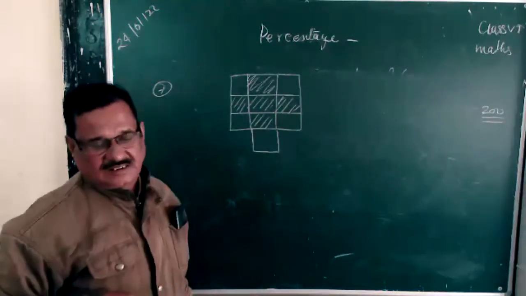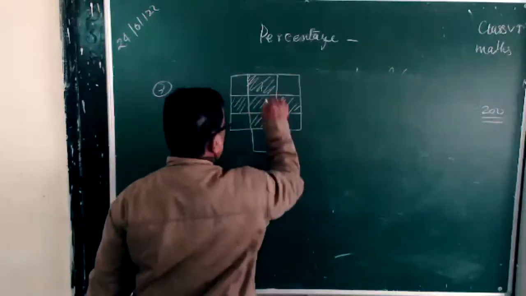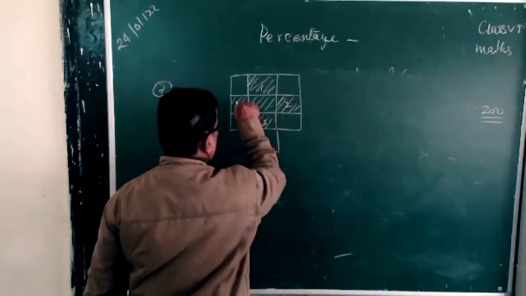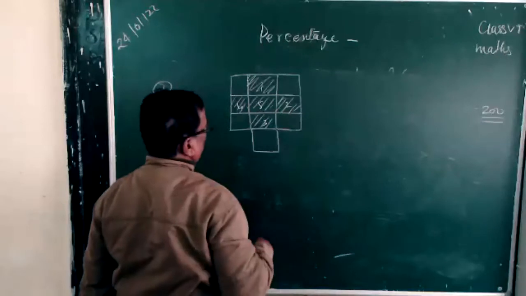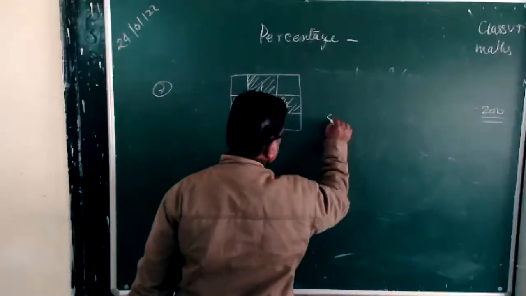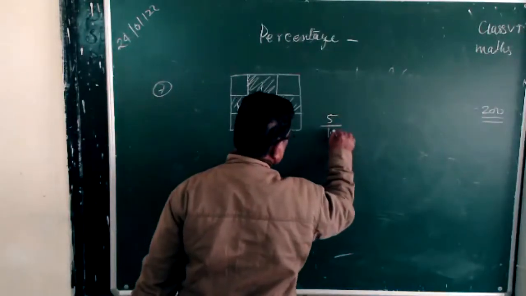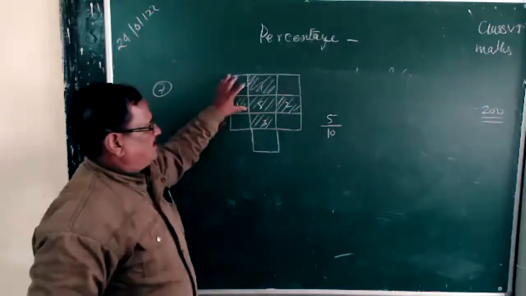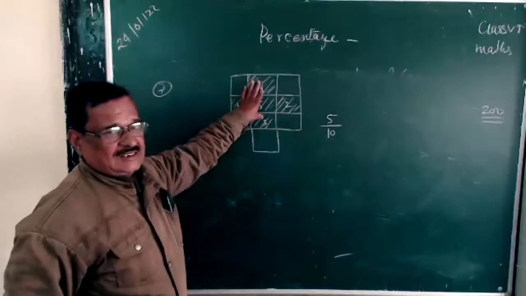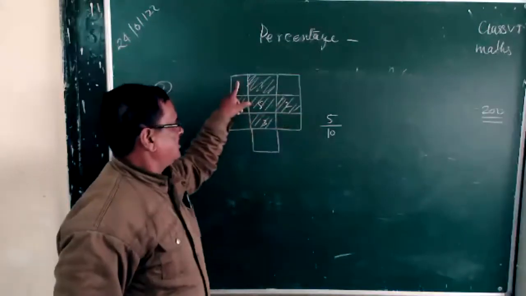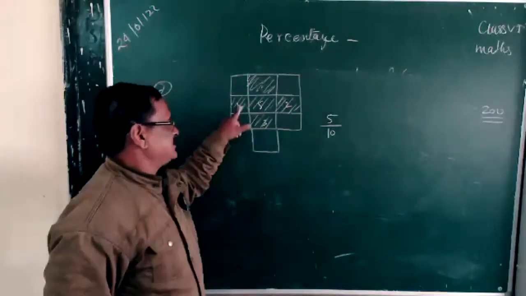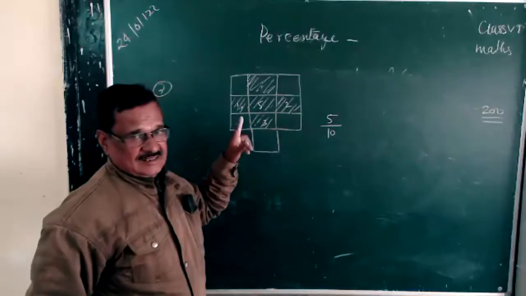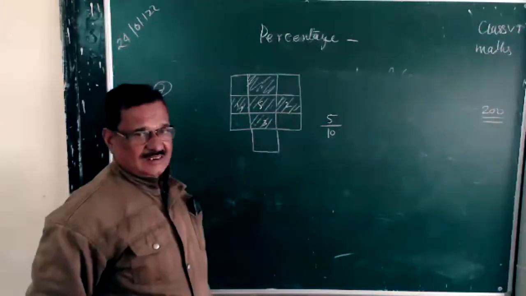Perhaps this is the shaded. Then 1, 2, 3, 4, 5 shaded, and total there are 10. Out of 10, how many shaded? 5 are shaded. How much fraction is shaded? 5 shaded, and the total number is 1, 2, 3, 4, 5, 6, 7, 8, 9, 10. Out of 10, 5 is shaded.